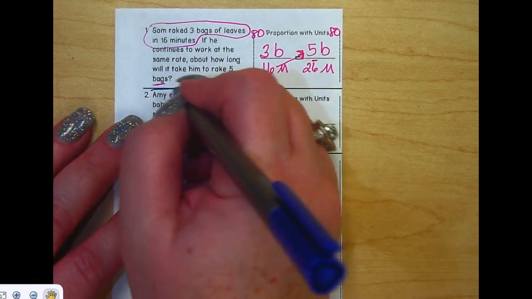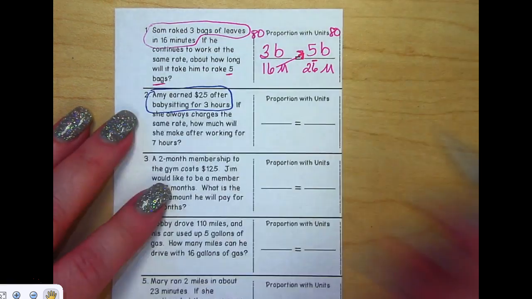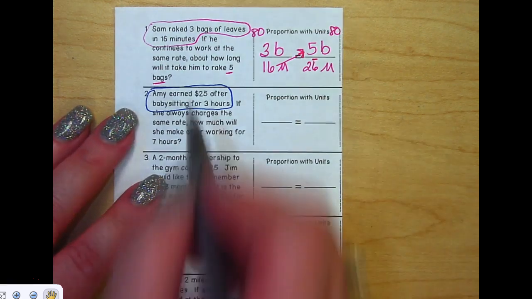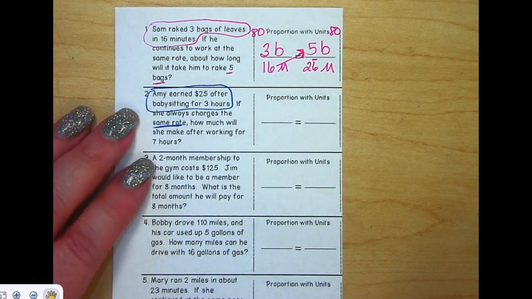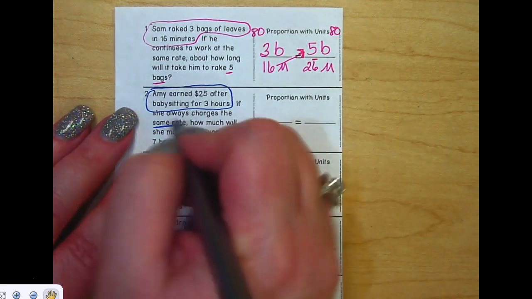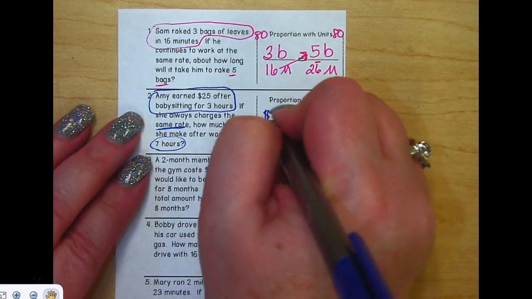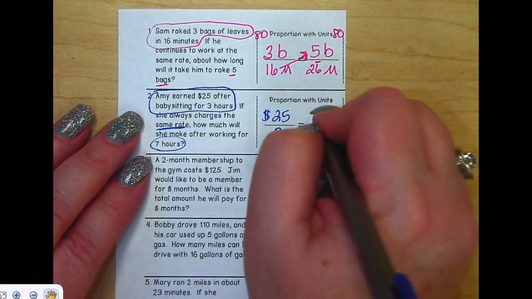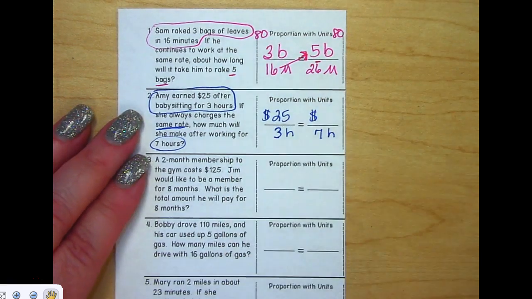Amy earned $25 after babysitting for 3 hours. That's our first proportion. $25 and 3 hours. If she always charges the same rate, that's important, the same amount per hour. If she always charges the same rate, that means we're talking about a proportion. How much will she make after working 7 hours? So, $25, 3 hours is how many dollars in 7 hours?